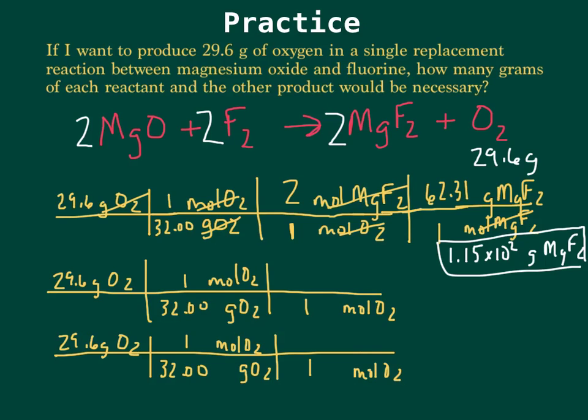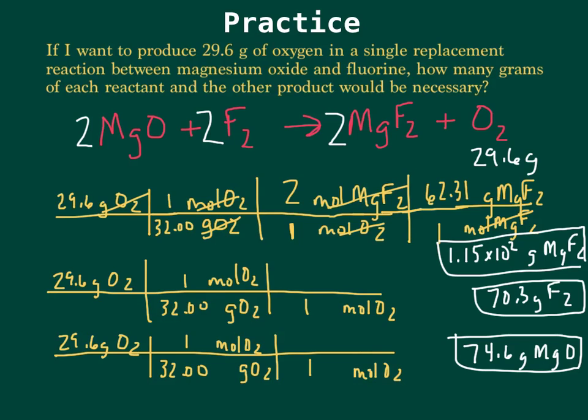I want you to finish these other 2 right down here, and I'm going to give you the answer to see if you get it right, but you finish them up. I don't know which order you did these in, but I got 70.3 grams of F2 when I did that one, 74.6 grams of MgO. So if you're not getting those right, then go back and check out this example right up here.